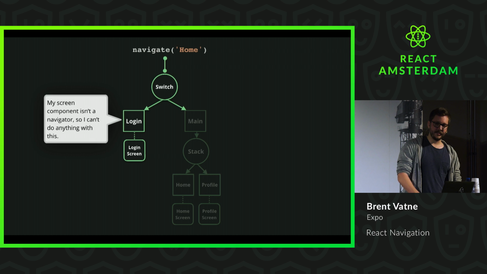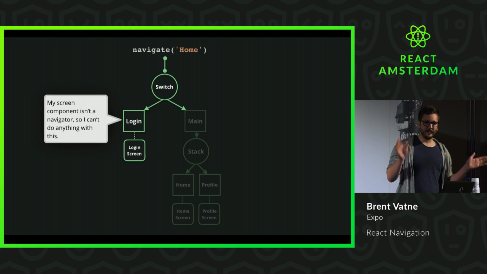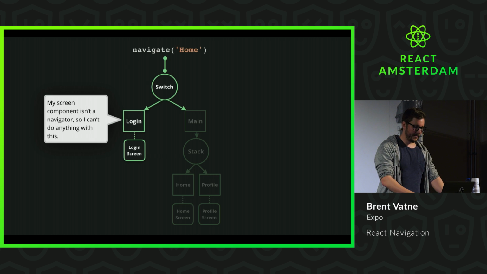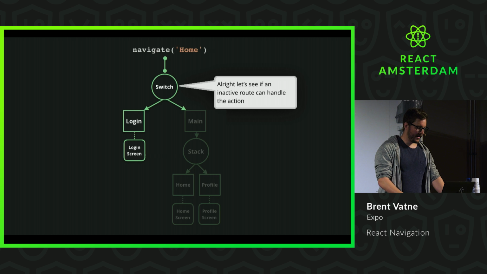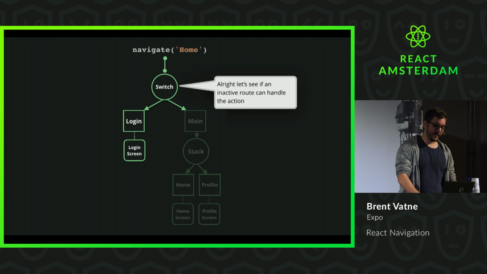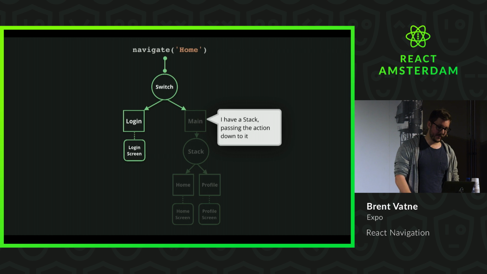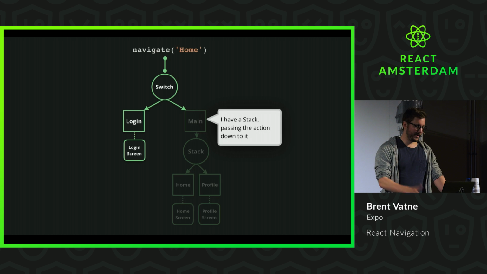The active route says, hey, I'm not a navigator. I don't know what to do with this thing. And so the navigator then says, OK, well, let's see. Maybe the inactive route, or if there were multiple ones, one of the inactive routes can handle this. So it goes and it asks main. Main says, yeah, I have a stack. Let's check this out.